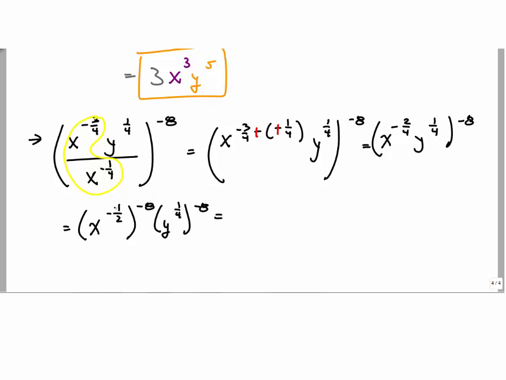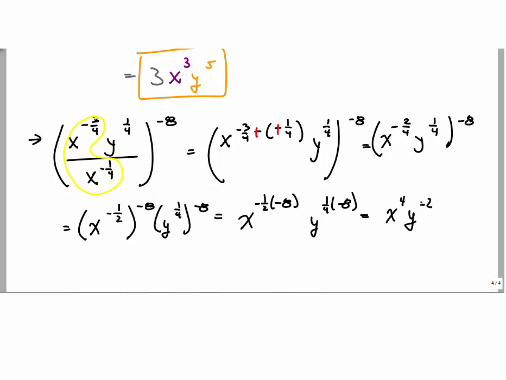And I have a negative times a negative is a positive here. So I have negative 1/2 times negative 8. And here I'll have 1/4 times a negative 8. When you raise a power to a power, you multiply the powers. A negative 1/2 times a negative 8 is a positive. Half of 8 is 4. And then a fourth of 8 is 2, but a positive times a negative is a negative, so I get y to the negative 2.